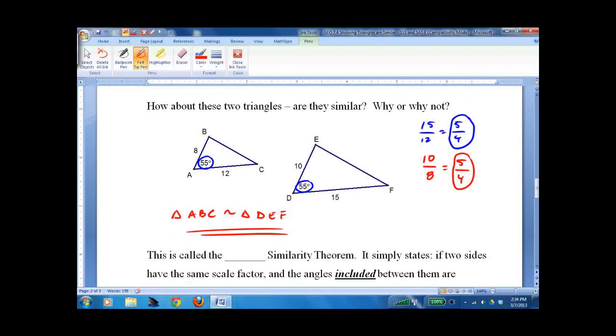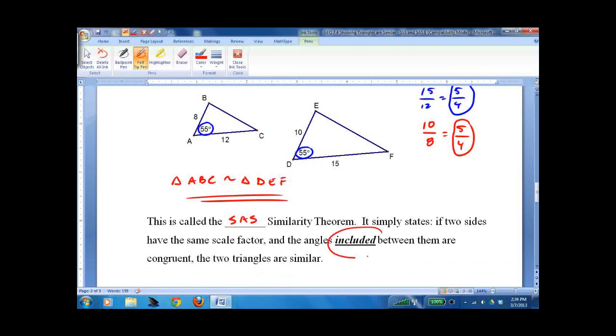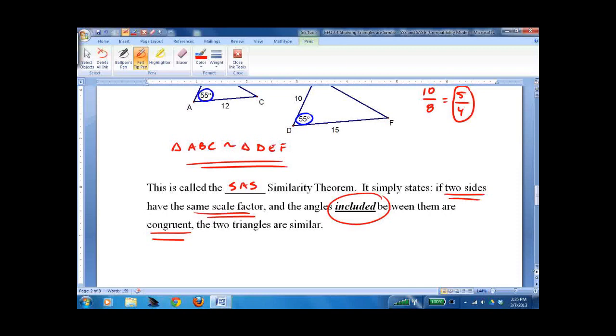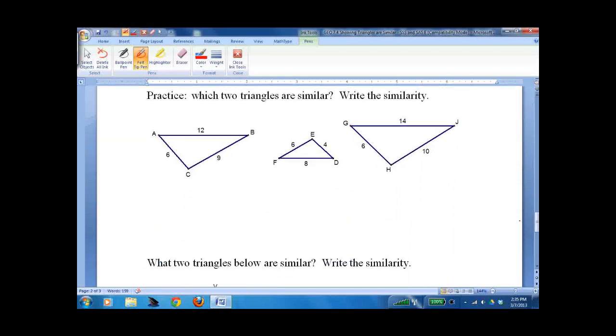And why are they similar? Well, if you look at it, side, angle, side similarity. The included angle is congruent, and the sides have the same scale factor, 5/4 in this case. The two triangles are similar. It's just another way to do the problems we've been doing with angle. So practice which two triangles are similar, and then write the similarity. Triangle XYZ is similar to triangle PDQ.